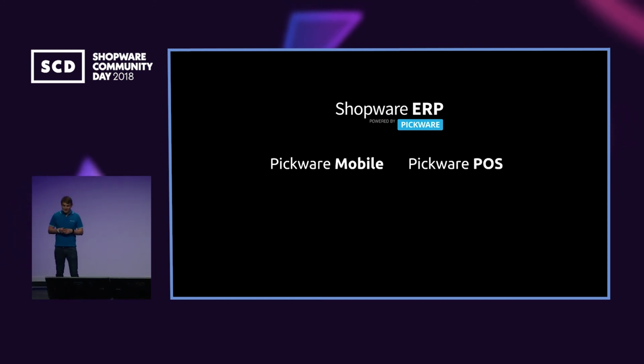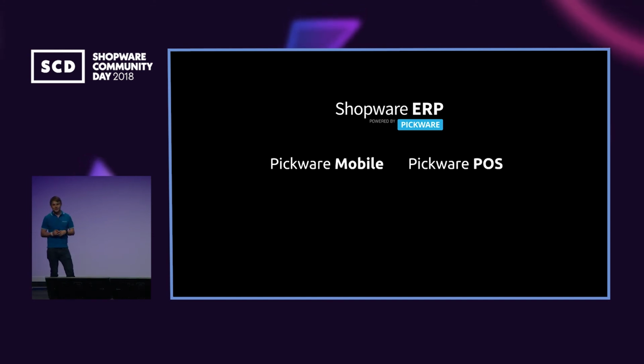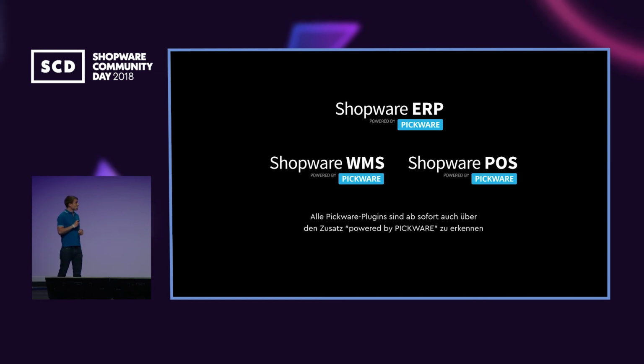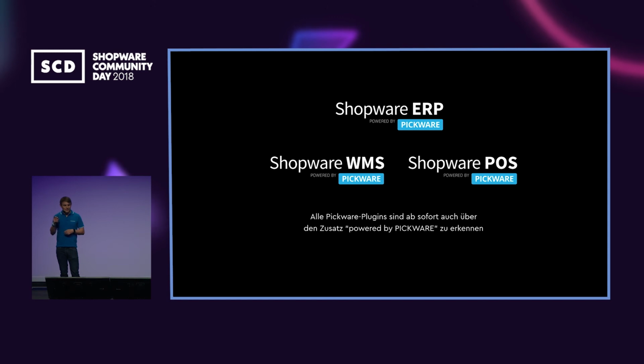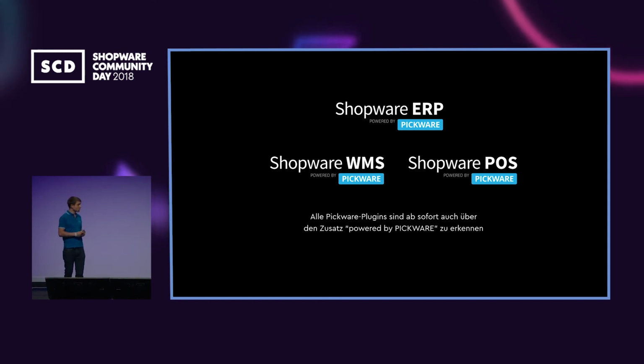It cannot be easily recognized, and this is why we want to change something. These are the new names of our two most important Shopware modules. Shopware WMS, powered by Pickware, is the new Pickware Mobile. That is a true and genuine warehouse management system. Then Shopware POS, powered by Pickware, is the new Pickware POS.